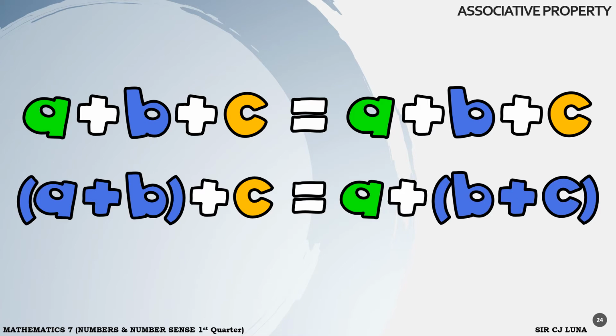Kapag ba ganito na magkaiba yung group, apektado ba yung magiging sum nila? Equal pa rin ba sila or not equal? Mamaya apply natin.